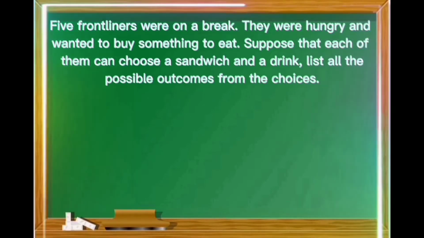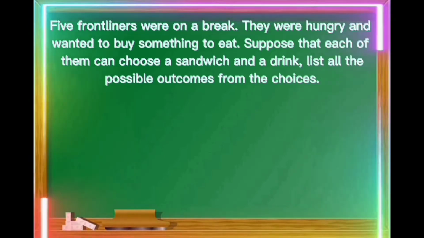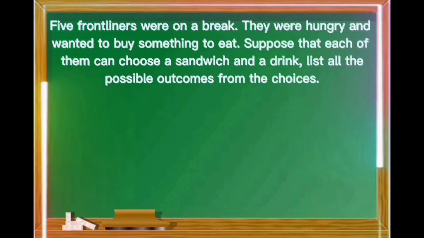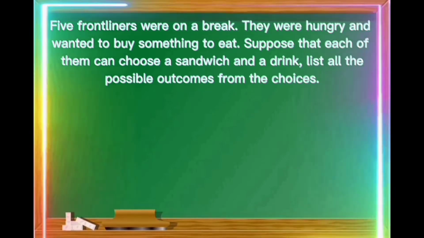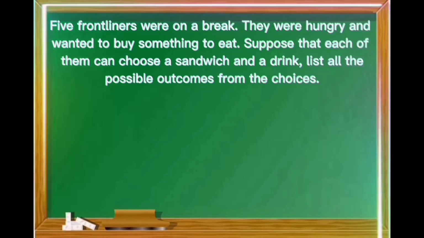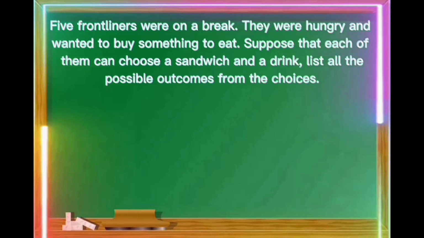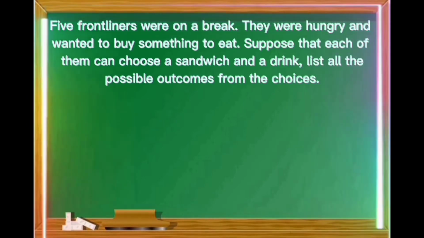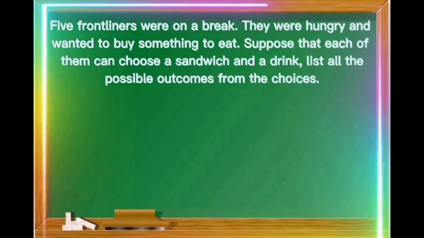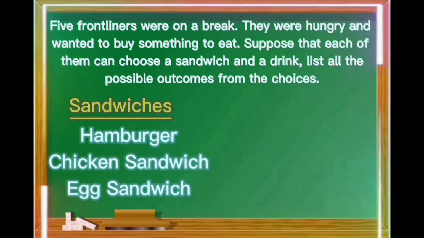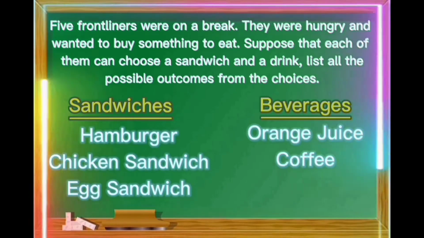5 frontliners were on a break. They were hungry and wanted to buy something to eat. Suppose that each of them can choose a sandwich and a drink. List all the possible outcomes from the choices. The choices are: for sandwiches, for beverages.